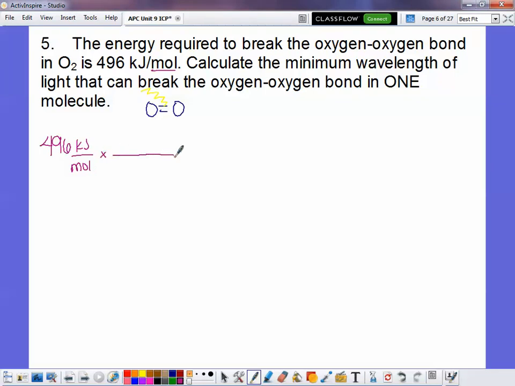Let's handle the kilojoules to joules first. Or I don't care how you do it, but I'm going to handle the kilojoules to joules first. And then I'm going to deal with the mole to molecule. How many molecules are in a mole? 6.02 times 10 to the 23rd. So we're going to multiply by 1,000 and divide by Avogadro's number, and that will tell us the energy for a single molecule.